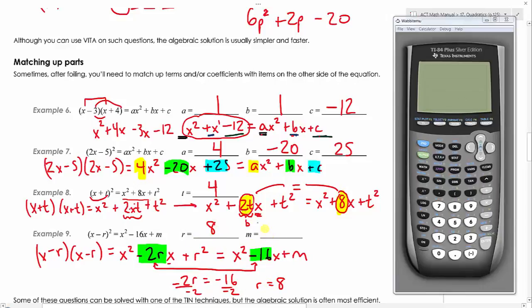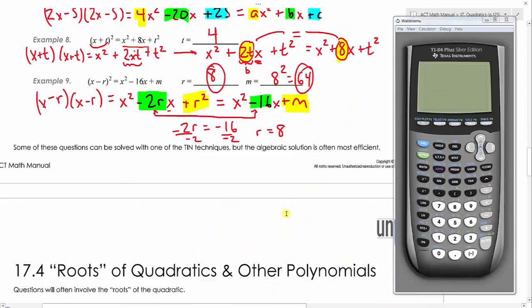How do we find the m? Well, we find the m very simply by realizing that this r squared and this constant m here, they match up as well. And since I already know that those are both my c's, the r squared is my c on the left, the m is my c on the right. I'm going to actually catch this plus sign in there. So they match up. Those are my c's. And since I know that r is 8 and m equals r squared, then m equals 8 squared, which equals 64. So I have my r, I have my m, and that is how I match up on that question.